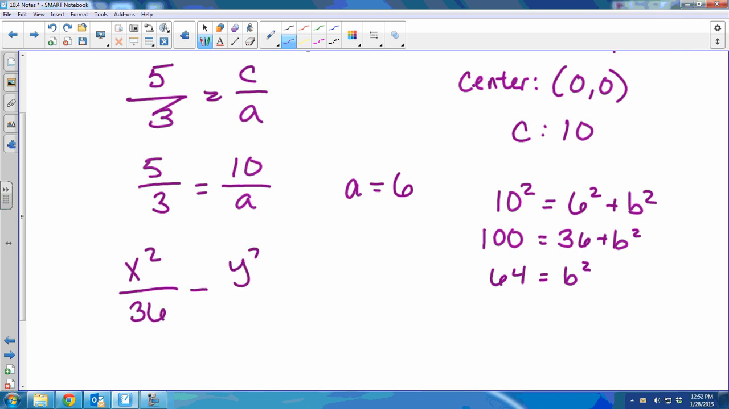It's horizontal, so X is in the front. So we know the center was 0, 0, so we have X squared and Y squared. A was 6, so that has to go underneath the X. 36, and we know B squared is 64, so that goes under the Y squared. It's not that bad. Any questions on this example? Because that is learning tutorial 11 in a nutshell.